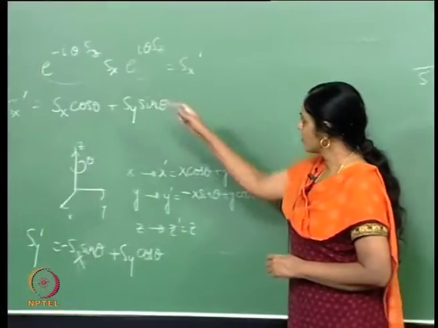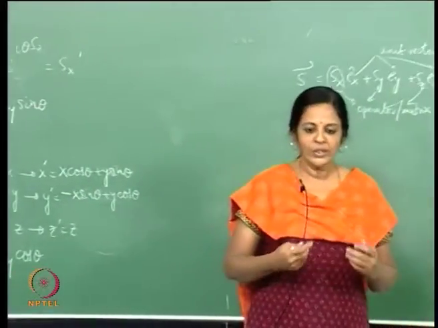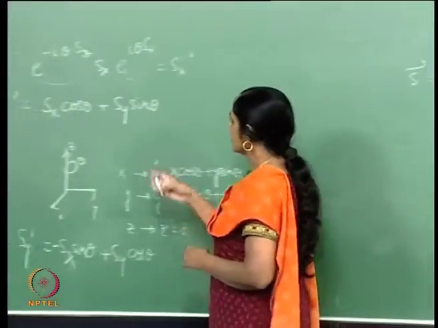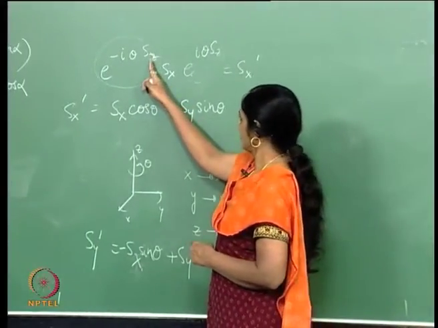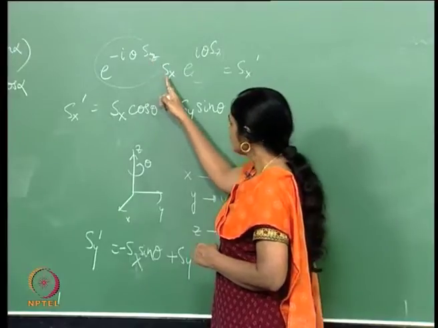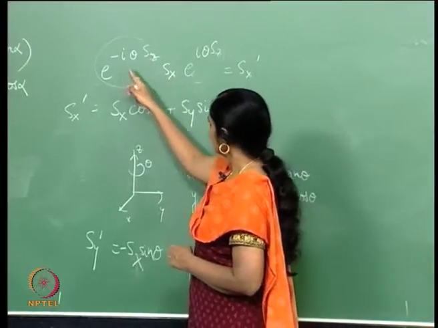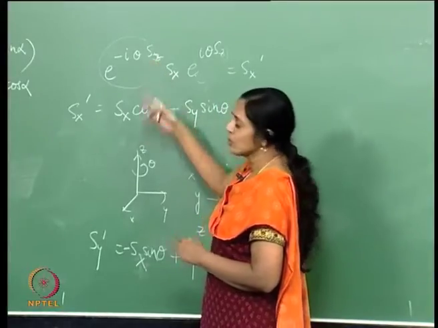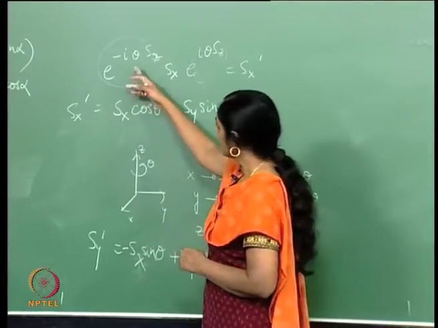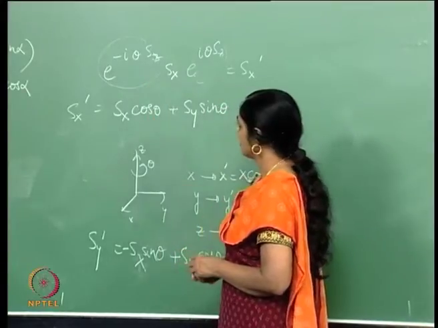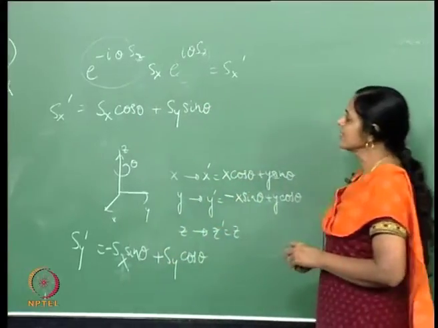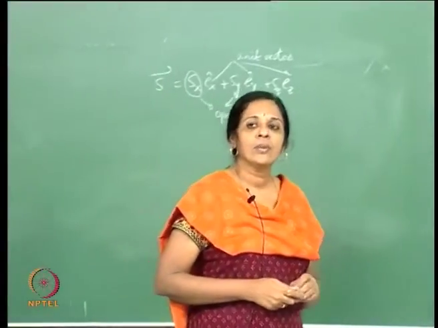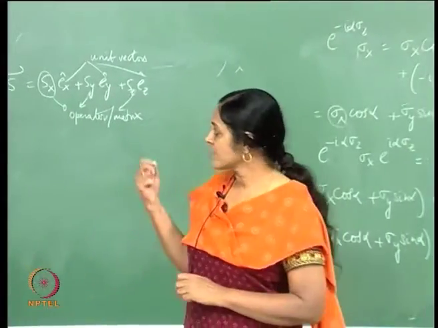The general transformation is of the form, it is a unitary transformation. If the transformation is about the z axis, that is, if it is in the xy plane, it is given by e to the minus I theta Sz. If it is in the yz plane, it would correspondingly be e to the minus I theta Sx. And if it is in the xz plane, the unitary operator in question will be e to the minus I theta Sy.